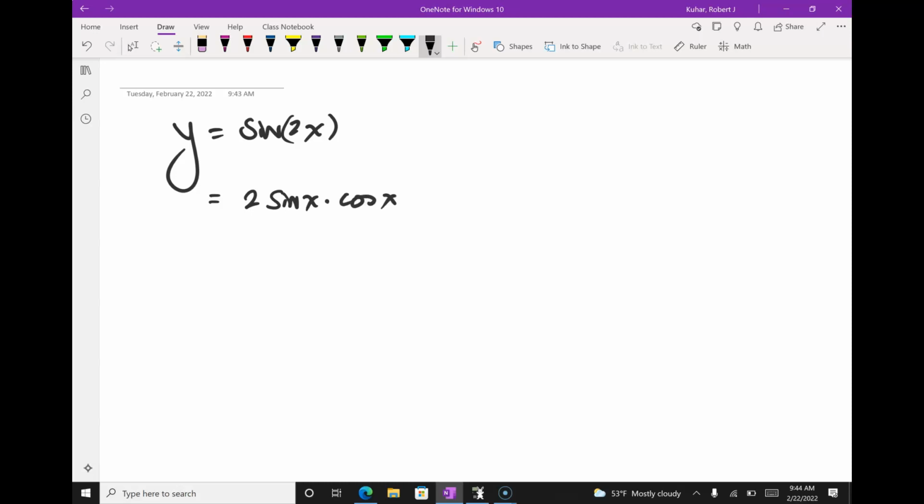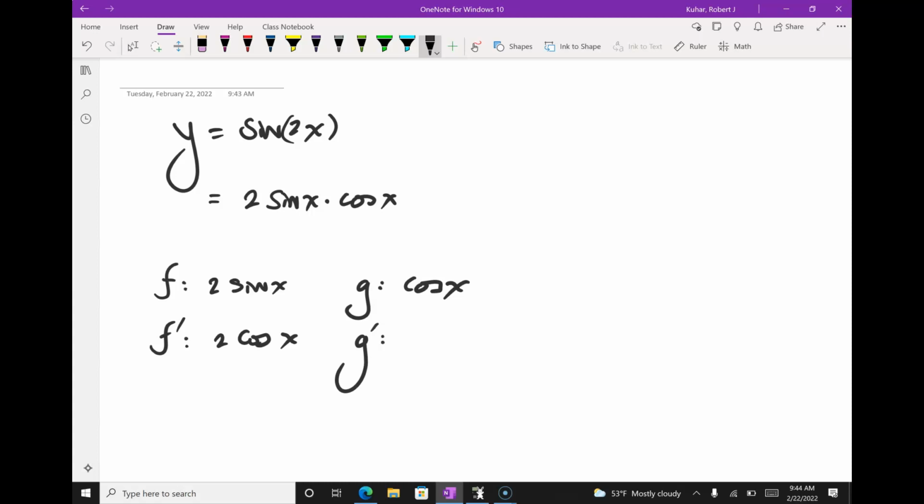So I can do this with the product rule, right? First function is 2 sine x. Derivative of sine is cos, so 2 cos x. Remember, coefficients come for the ride for derivatives, for limits, right? Second function is cos x. Derivative is negative sine x.